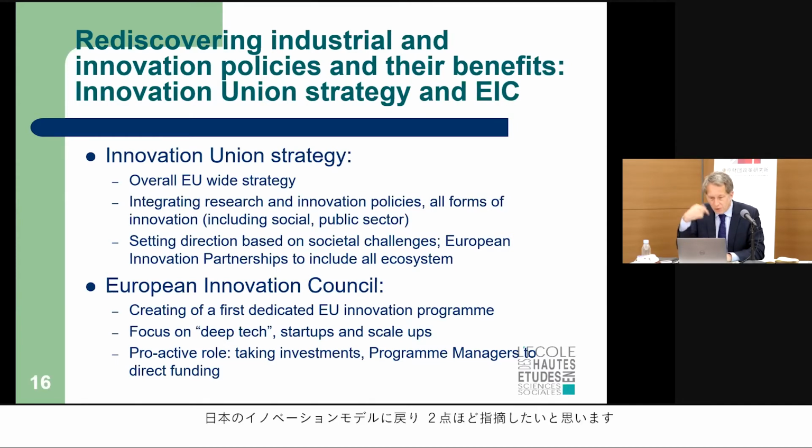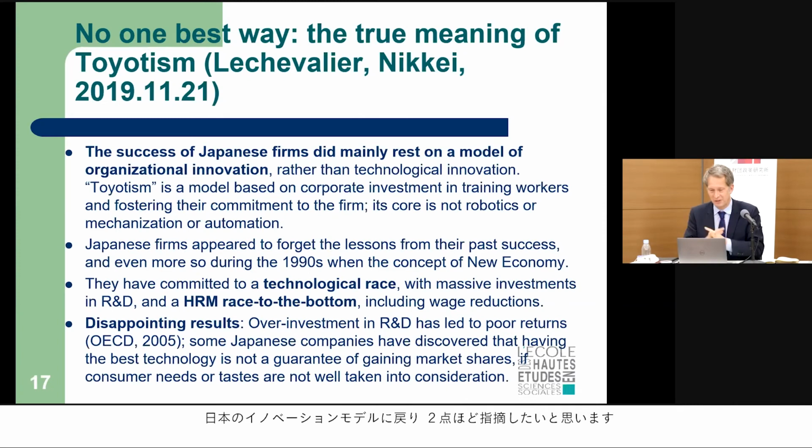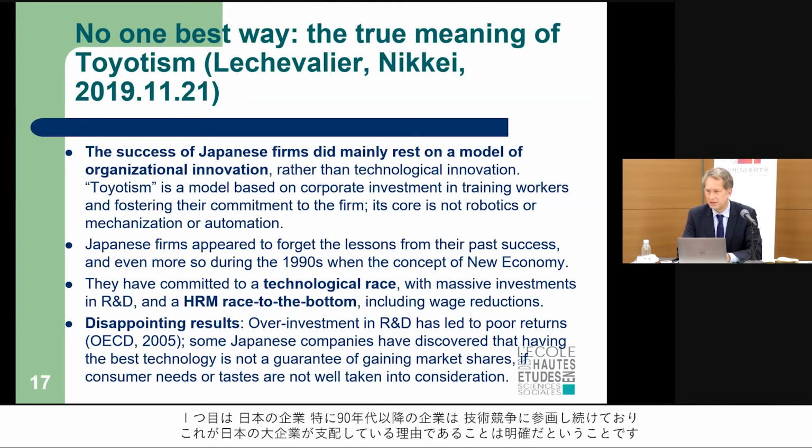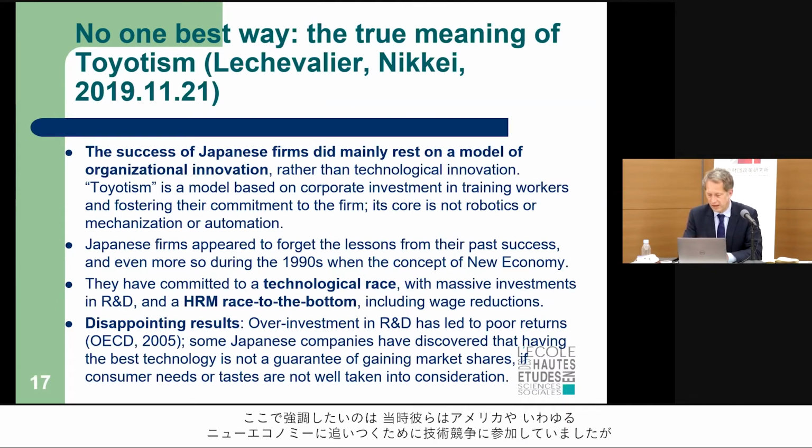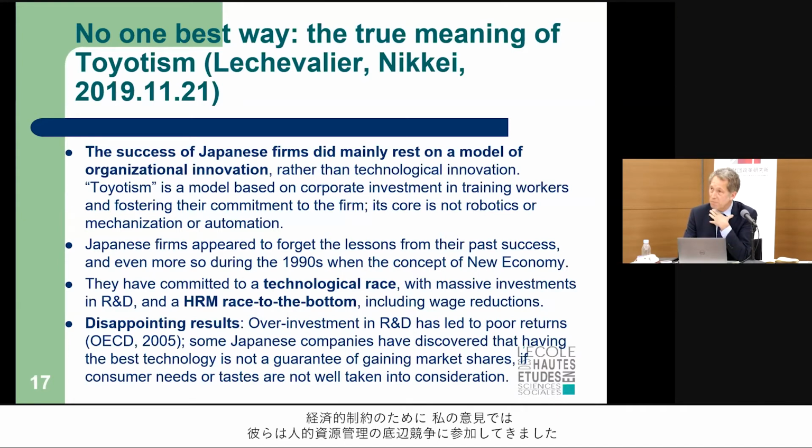I would like to go back to the Japanese model of innovation and make 2 points. First, what is clear is that Japanese companies, especially since the 90s, have engaged in a technological race, and this is why large companies in Japan dominate so much the R&D expenditure as a whole. What I would like to emphasize is that at the time they were engaging in this technological race to catch up with the US and the so-called new economy, because of some economic constraints, in my view, they engaged in a human resource management race to the bottom.